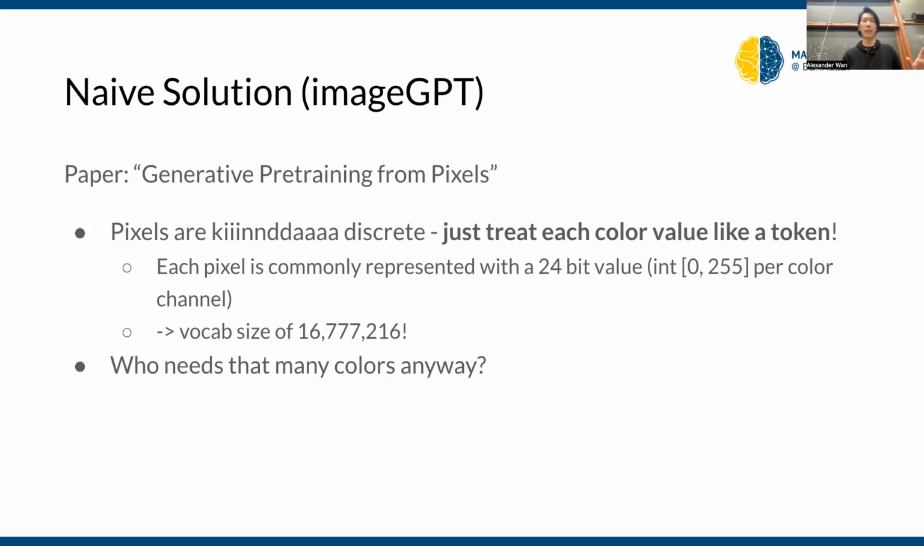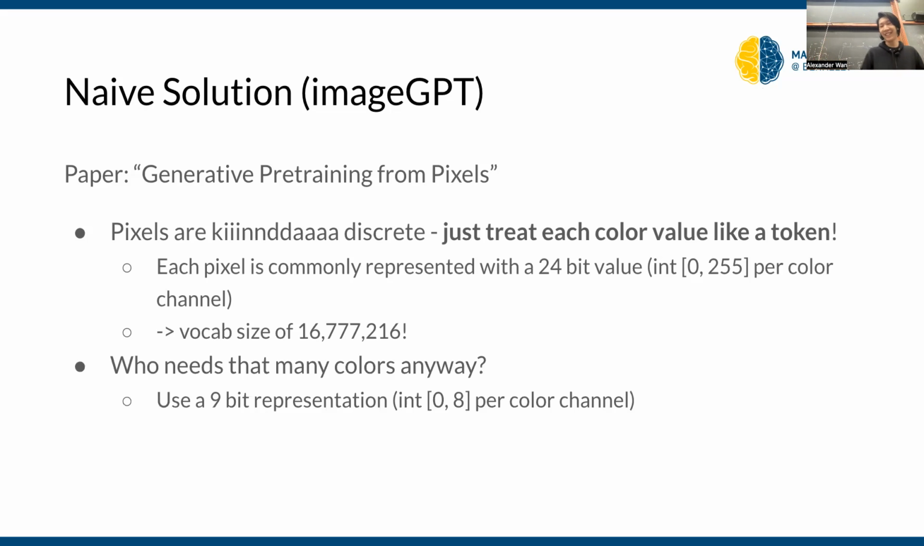One way around this is to use fewer colors. Instead of a 24-bit representation, you have a 9-bit representation with 8 possible values per color channel. So RGB, and you have 8 possible R values, 8 possible G values, and 8 possible B values. This means you have a vocab size of 512. That's a lot more reasonable, that's definitely doable. So for each color value in this 9-bit representation, you look it up in your embedding table. Instead of mapping each word to an embedding vector, you map each possible color to an embedding vector, and then you input it.